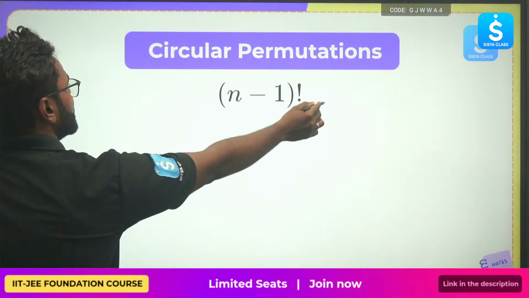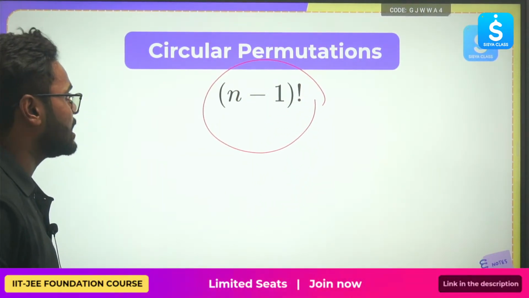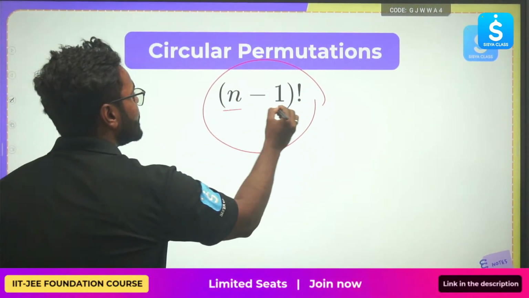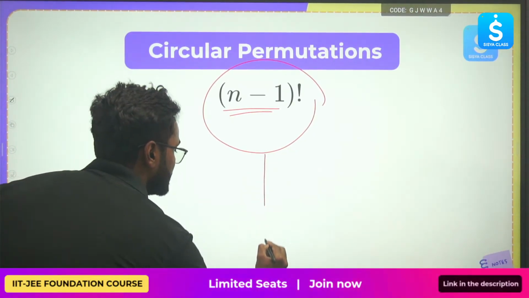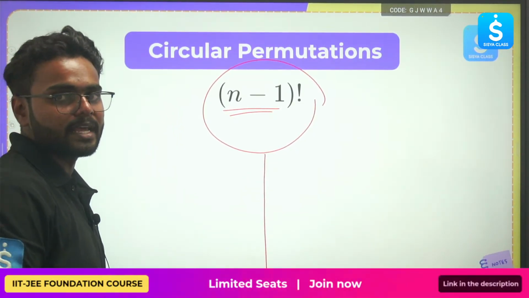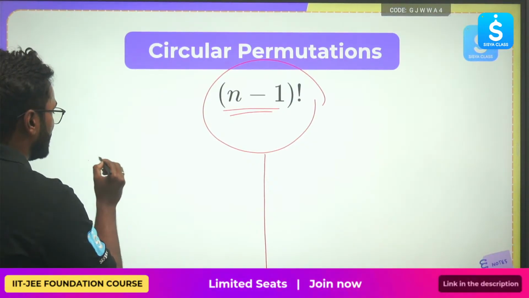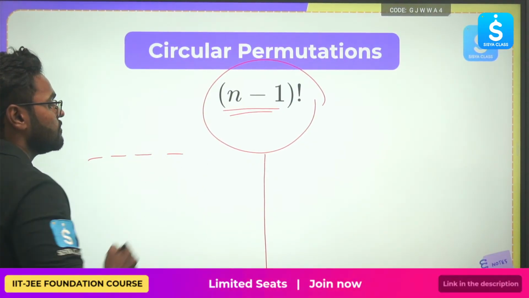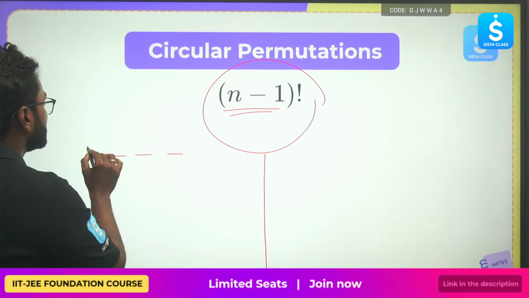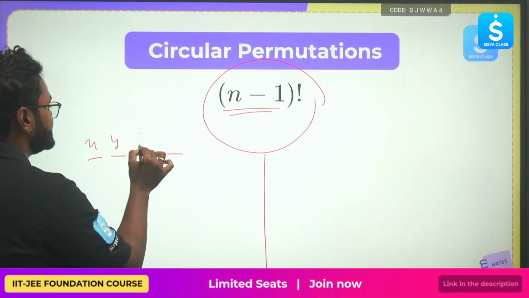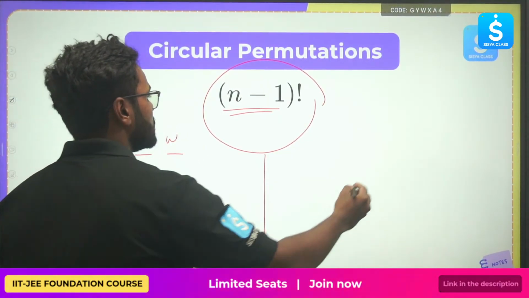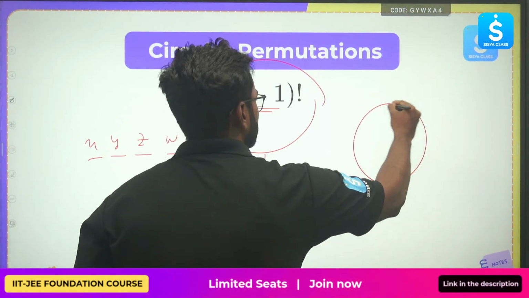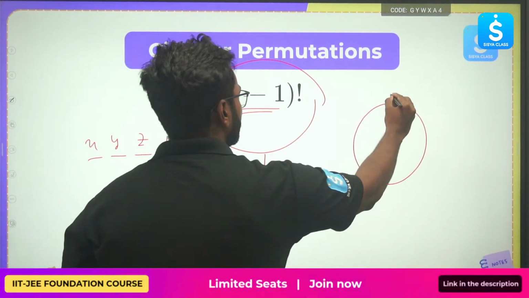Coming to circular permutations. In this, the permutation is given by n minus 1 factorial. Let me tell you the difference between this and a linear permutation or linear arrangement. Let me take x, y, z and w. Now let me come to circular arrangement. In this also, let me take 4 people.